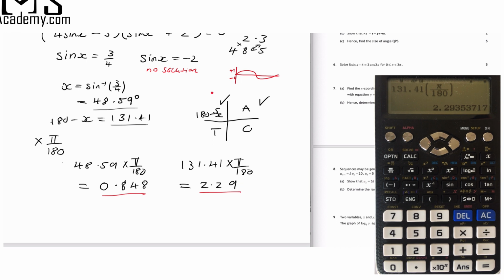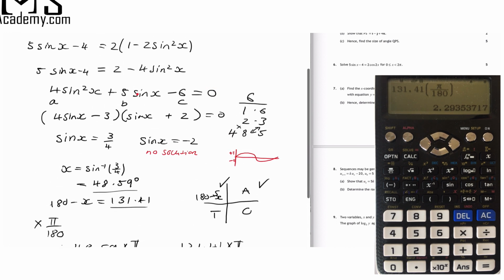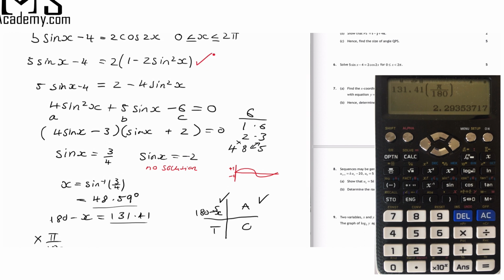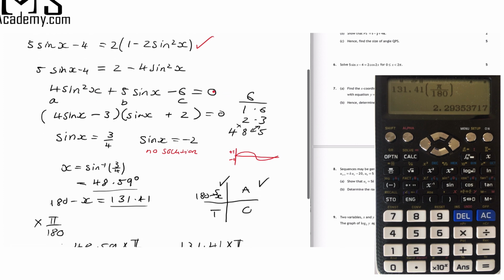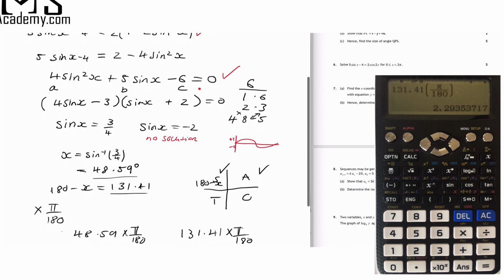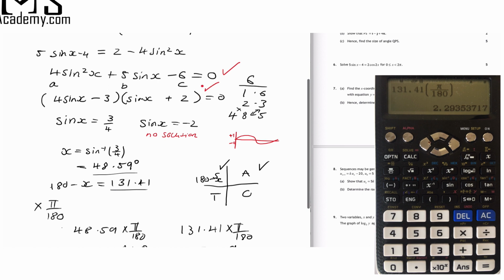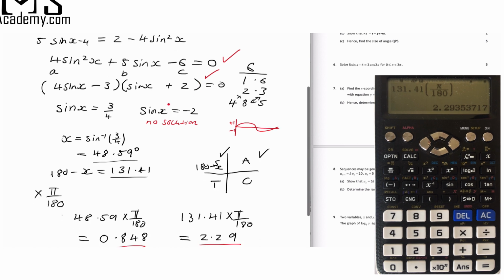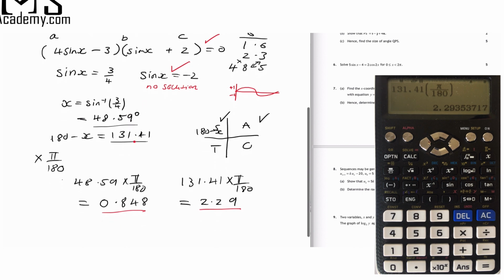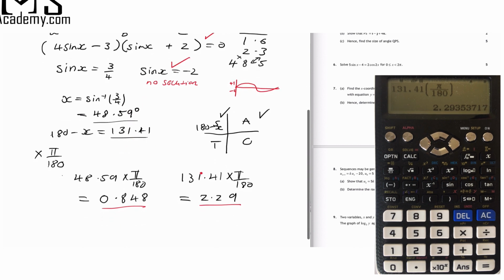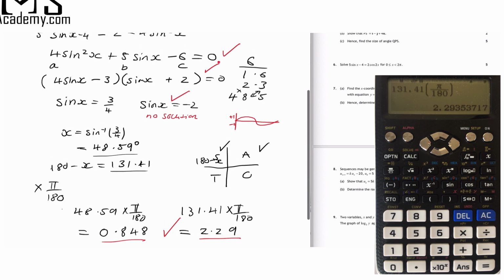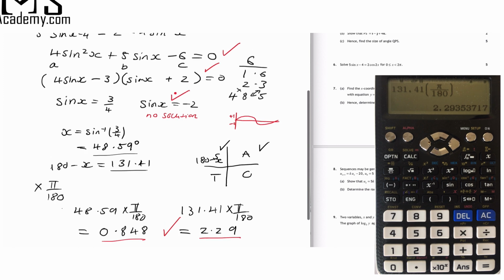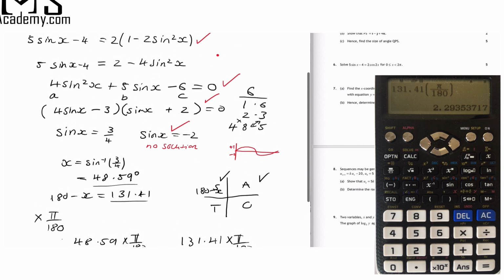So where do you get the marks in this question? Well, you get 1 mark for substituting in the right trig equation, and then you get your next one for expressing your equation in quadratic form. Then you get your next one for factorizing correctly. Then you get your next one for getting your values of sine x. And then you get your final mark for solving for x here. So that is 5 marks.